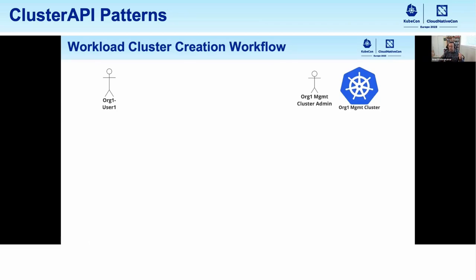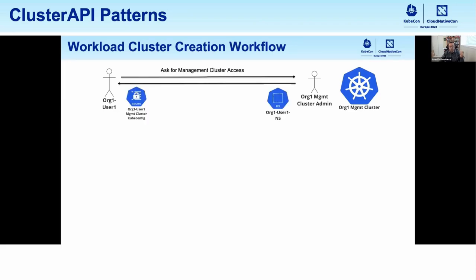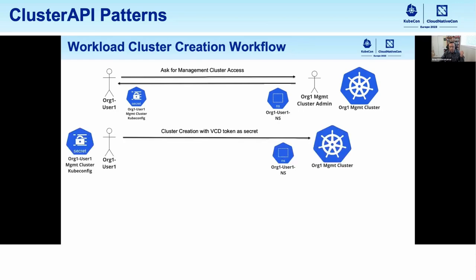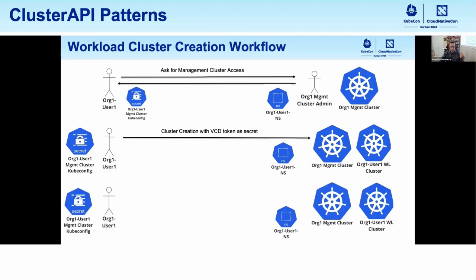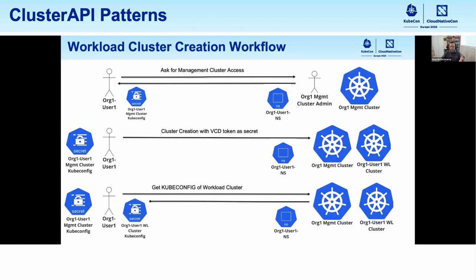So there's an org management cluster. There's an org management cluster administrator. A user wants to create a cluster. They ask for access to the management cluster. They get a namespace. Then they issue a cluster creation request with an infra token. They get a workload cluster. Then they actually try to get the kubeconfig, the admin kubeconfig of the workload cluster using the same namespace, and they get the admin kubeconfig. So now they are set and ready to go.